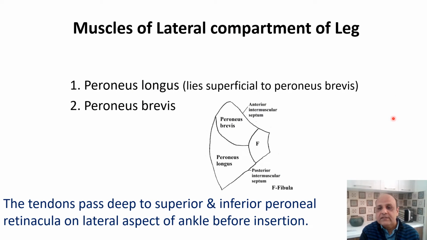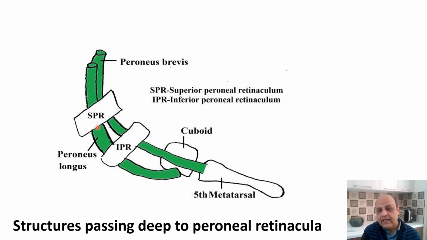Now we come to the muscles of the lateral compartment of the leg, and they are the peroneus longus and peroneus brevis. Peroneus longus is the superficial muscle, and these two muscles pass deep to the thickening of the deep fascia called the peroneal retinacula on the lateral aspect of the ankle, as shown in this figure, superior peroneal retinacula and inferior peroneal retinacula.